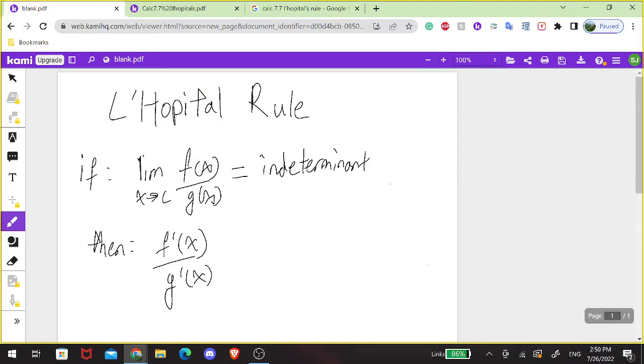Just if you have a limit to any number and you have 0 over 0 or infinity over infinity, then that's indeterminate, and then you can use L'Hopital's rule. You write LHOP applies.